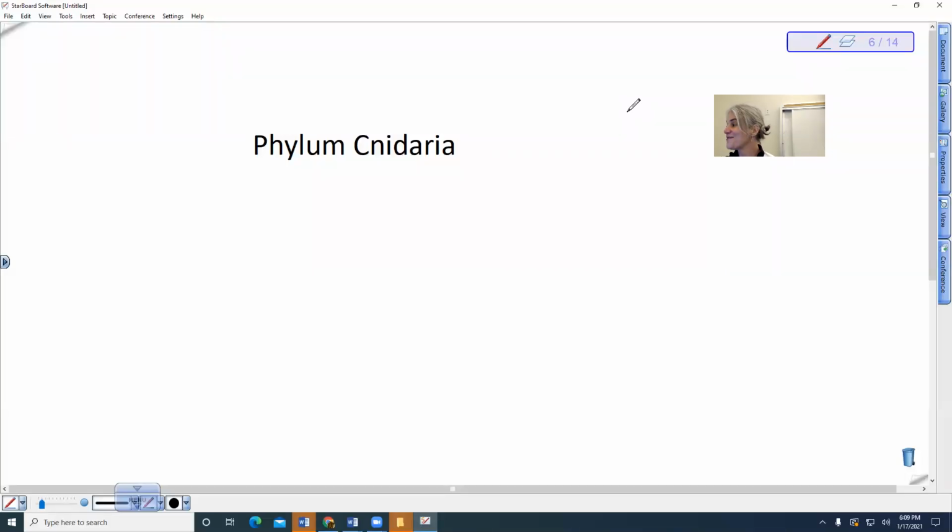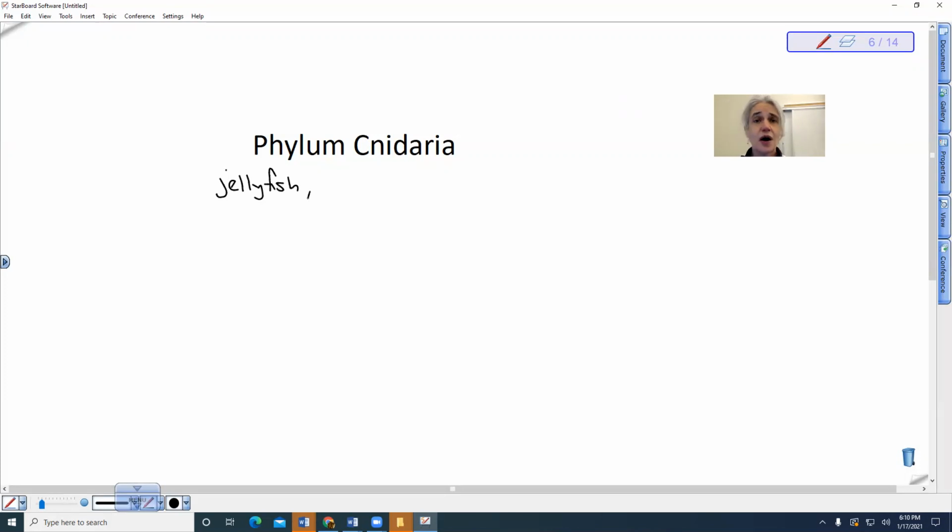Okay, so we are in the phylum Cnidaria. This is the first phylum where we see tissues, and so this is the first group that is an example of a eumetazoan. So the Cnidarians include things like jellyfish.